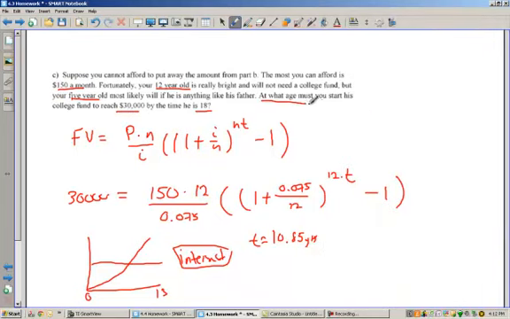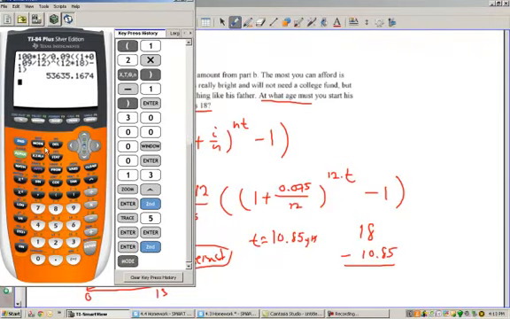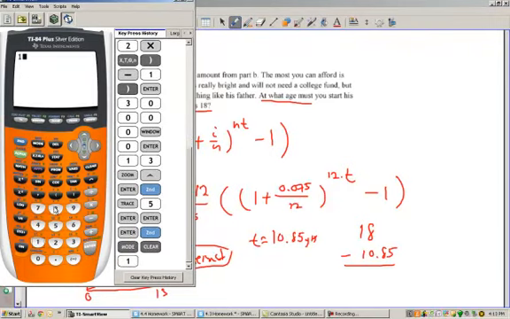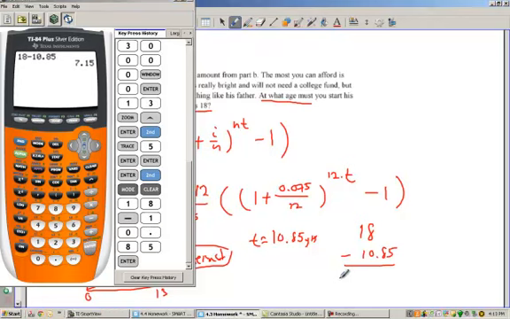And the question says, at what age must you start his college fund? So it's going to take 10.85 years for this money to grow to 30,000. So what I can do is take 18 minus 10.85 and do this on my calculator. Hit second mode to get to quit and clear that. I'll take 18 minus 10.85, hit enter, and I better start this at about when he's 7 years old. If I wait any longer, I'll be in trouble. I won't be able to save the 30,000.